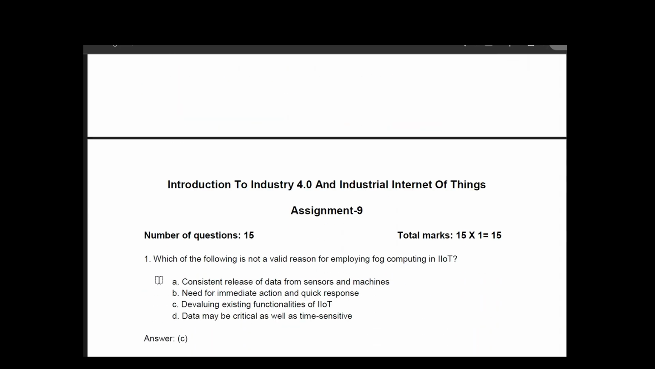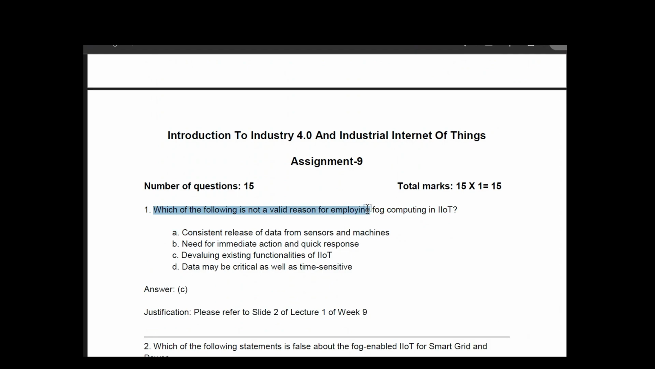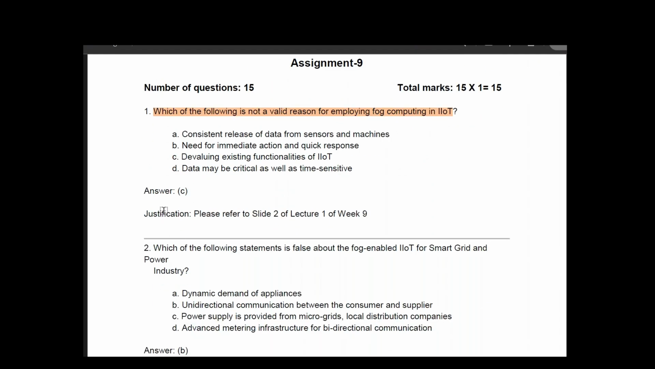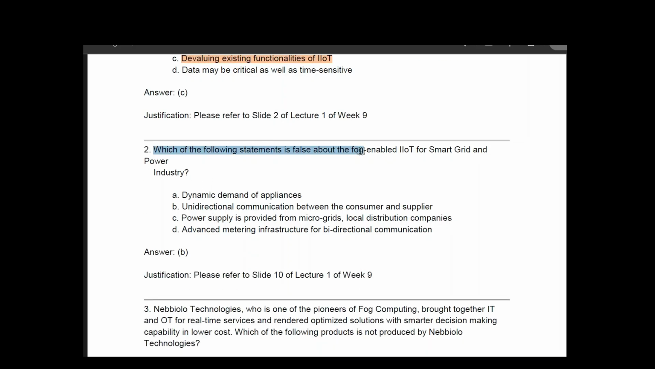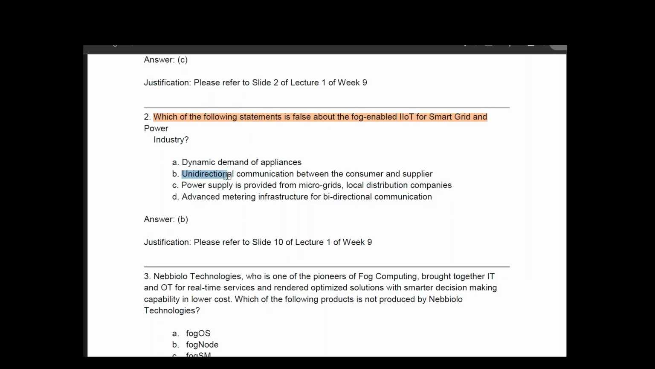Now moving to the ninth assignment. Here we are with the first question: which of the following is not a valid reason for employing fog computing in IoT? So, it is devaluing existing functionalities of IoT. Now moving to the next question: which of the following statements is false regarding fog-enabled IoT for smart grid and power industry? So, the unidirectional communication between the consumer and supplier.